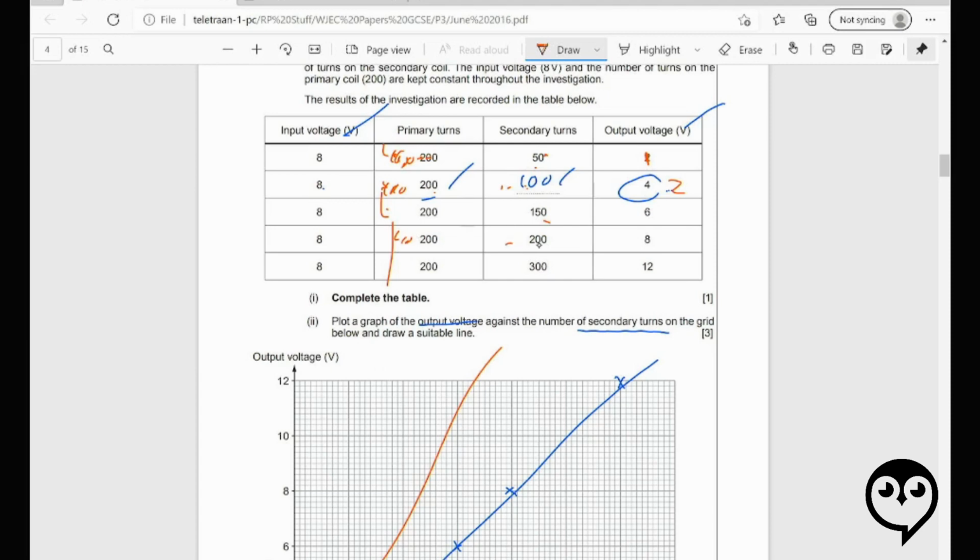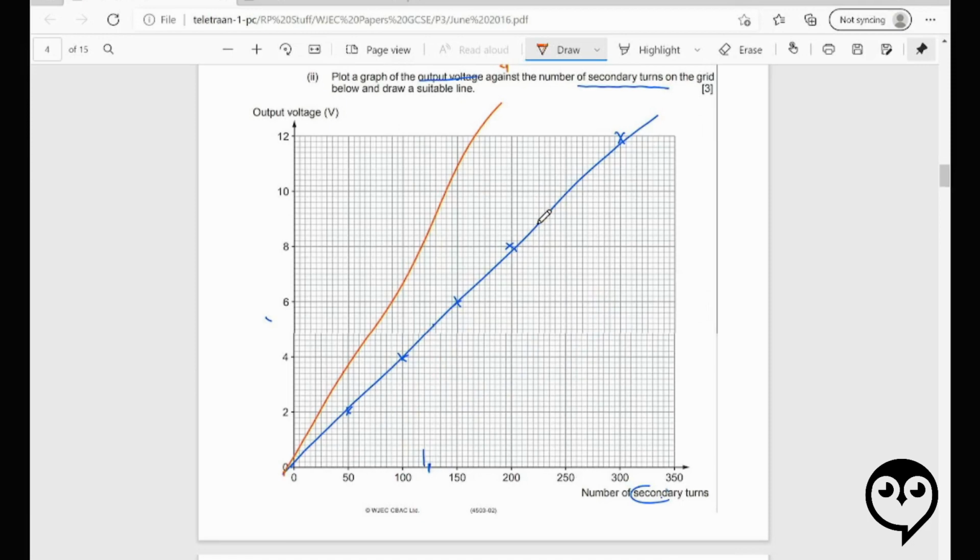400 divided by 200 is 2. So this would be 4. 400 over 300, that's 3/4 of 8. So this is a 6, and this is a 3. So the output voltage is lower. The output voltage would be lower.